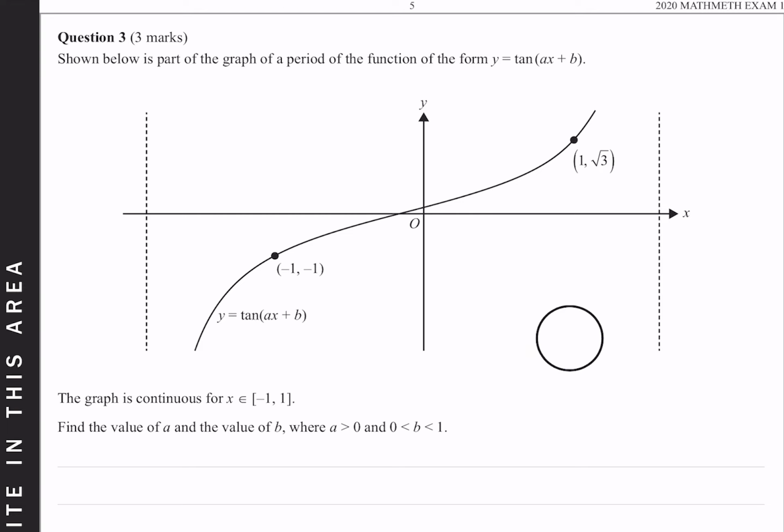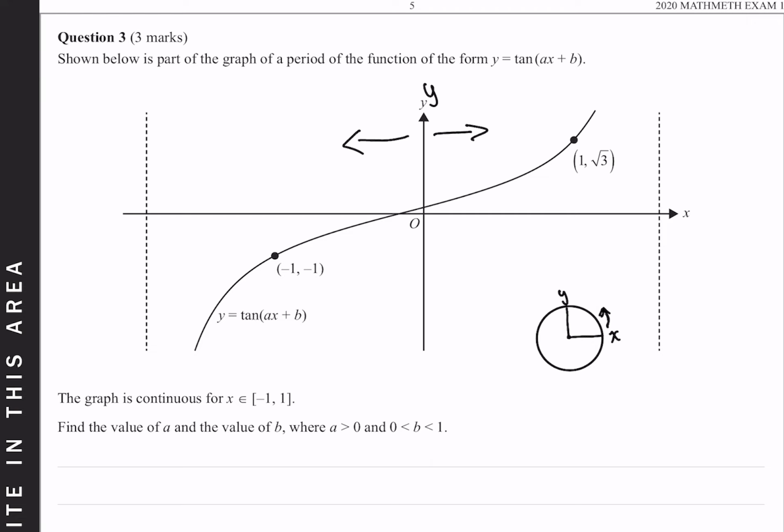So for these trig graph questions, I like to imagine the trig graph as a circle, where at the origin we start at theta equals 0, and if we move in the positive x direction on the trig graph, we're going anti-clockwise around the circle. And if we move in the negative x direction on the trig graph, we're going clockwise around the circle.